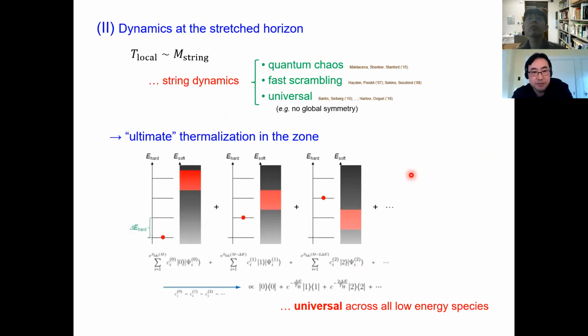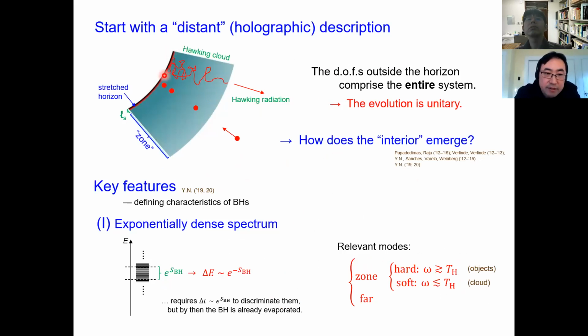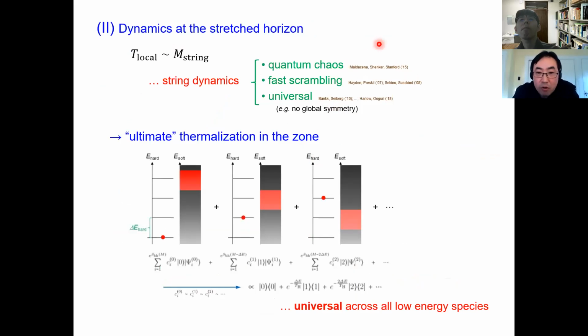The second feature is that the local temperature, now not as viewed from the exterior, near here is a string scale. So dynamics is stringy. You don't know the detail of what's happening, but we already know, because of these people, that this has some characteristic features. This dynamics at the stretched horizon, or string scale dynamics, has very characteristic properties. It's very chaotic, quantum chaotic, and in fact argued to be maximally quantum chaotic, saturating the bound. And it's fast scrambling, namely that chaos is reached very fast. It just immediately becomes this chaos state, and universal.